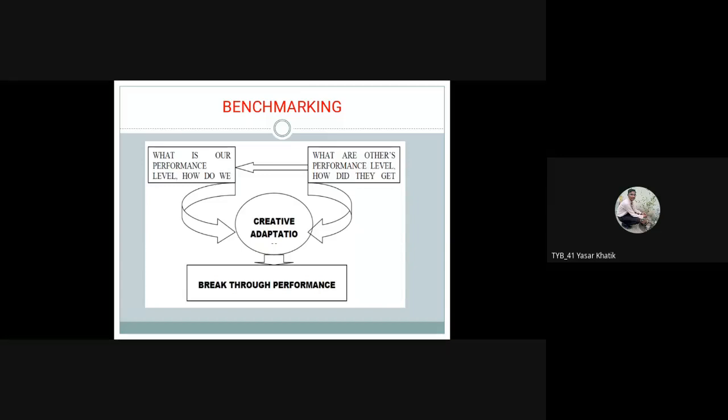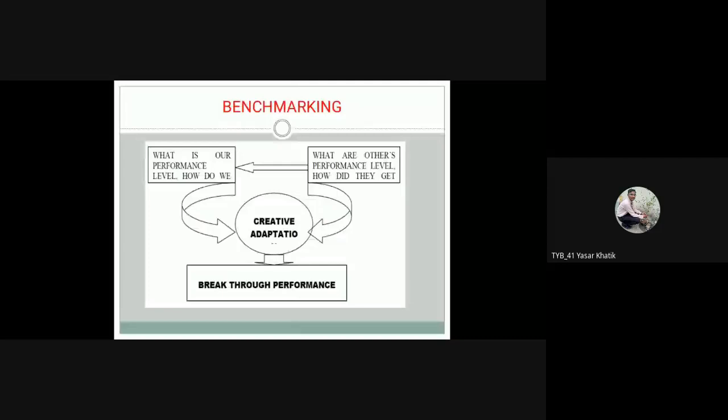Suppose we take 5 levels: 1, 2, 3, 4, 5. 5 is the top level, 1 is the bottom level. Suppose we are now at level 3, and our competitor organization is at level 4. So we will take that company as our standard, and we are going to compare ourselves with that organization.